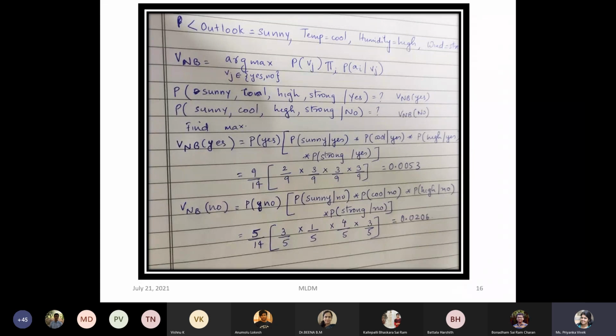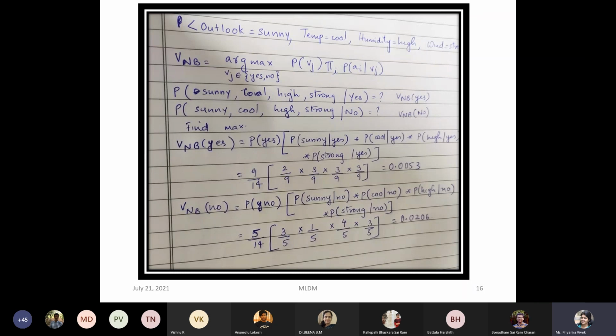I'll rewrite and upload it again. Anyway, I have not shared the slides. So it is the other way, so kindly excuse me. I think while writing I made that mistake. So now first you have to find the probability of the instance being yes. Then we need to find the probability of the instance being no. Whichever is maximum, that is our final prediction for that particular instance.